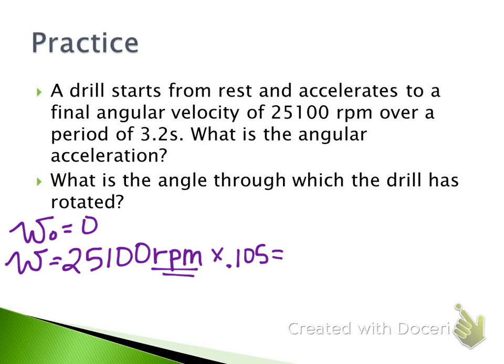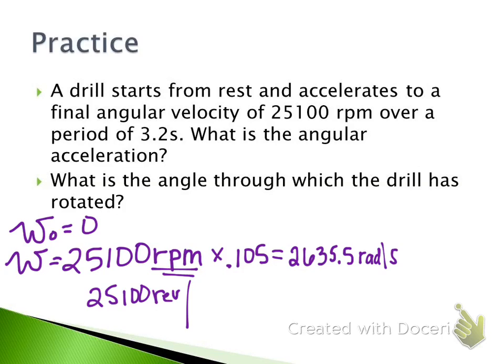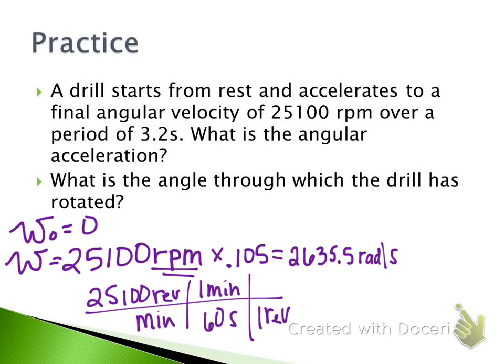So 25,100 times 0.105 is 2,635.5 radians per second. Remember you can do a T-chart for this, no problem. 25,100 revolutions per minute. 1 minute equals 60 seconds. 1 revolution equals 2 pi radians. That's all I did. I just took that shortcut that we solved for right there. You're going to get about the same answer.